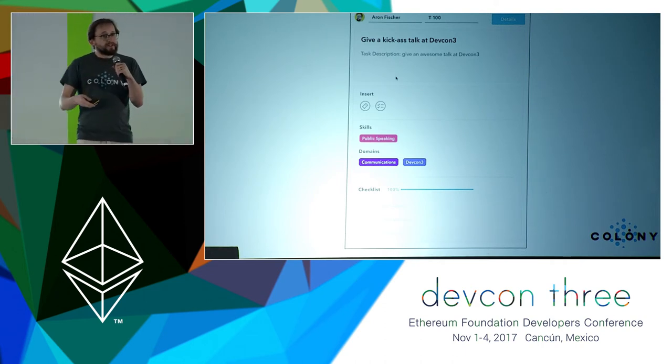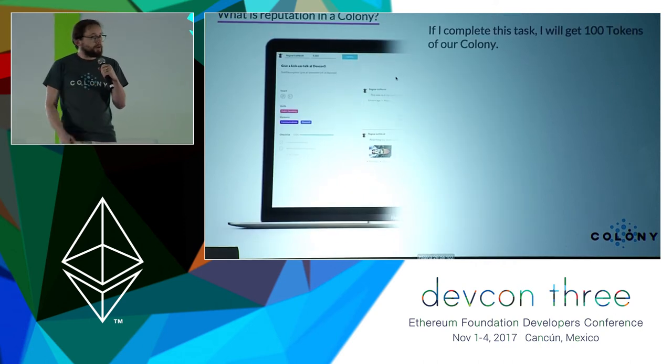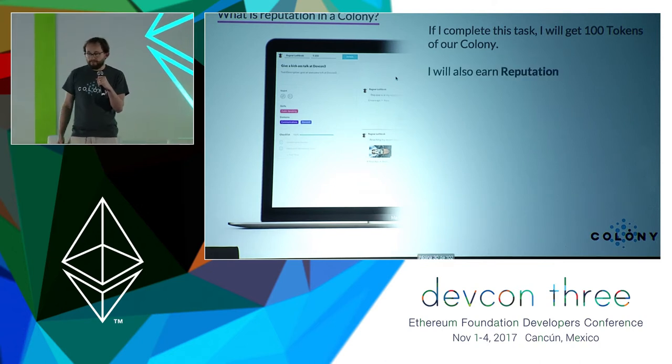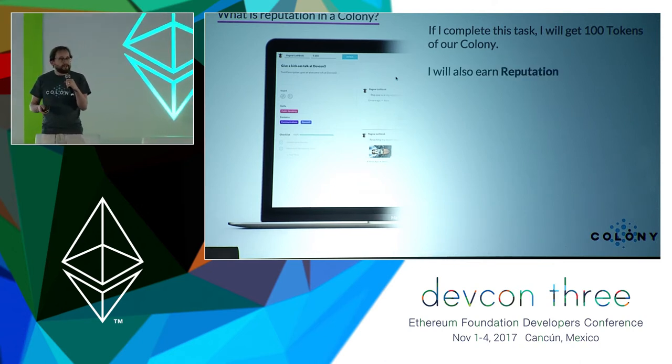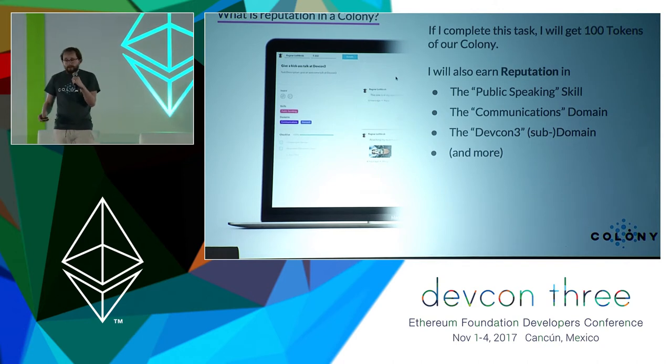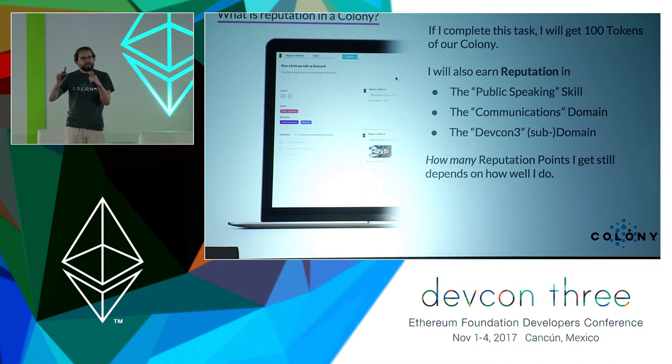If I do this task and I do it well, then I'm going to earn 100 tokens in our colony, but I also stand to earn reputation. I will earn reputation in the skill, public speaking, in the domain communications, in the DevCon 3 working group, and so on and so on. And how much I earn still depends on how well I do. The 100 tokens give us a proxy for how big the task is, but if you give me a standing ovation at the end of this talk, I can upload a video of that, and then I earn extra reputation points for having done really well. So I'll get back to you on that later.